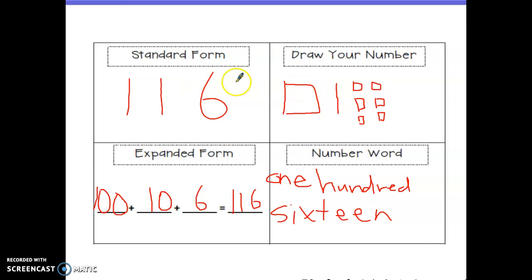Alright, and there I have it. I can represent my number in 4 different ways. Your assignment is to do the same thing, but to represent the number 117 in 4 different ways.